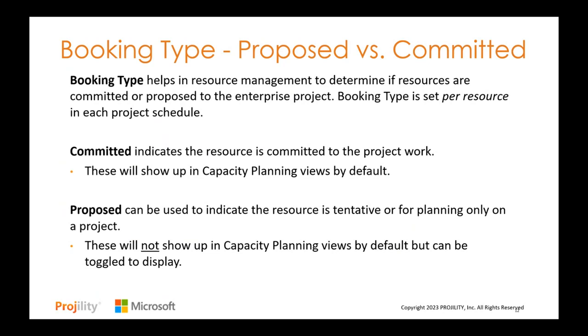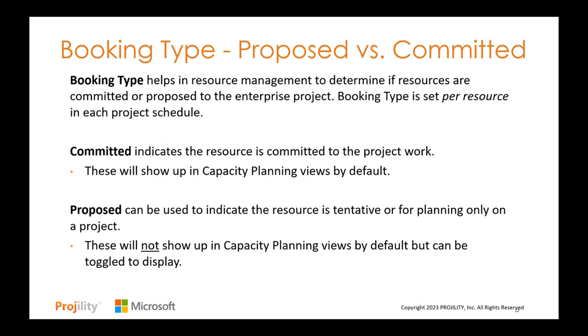As a project manager, if I assign a resource that's committed to my schedule, it will by default mean that they are committed to the work and scheduled, and I want that to show up. I will say committed is the default booking type, and it's also the standard booking type. But as an alternative, you can have your resources be proposed. And this indicates that that resource is tentative, or maybe you're using it only for planning purposes on a project.